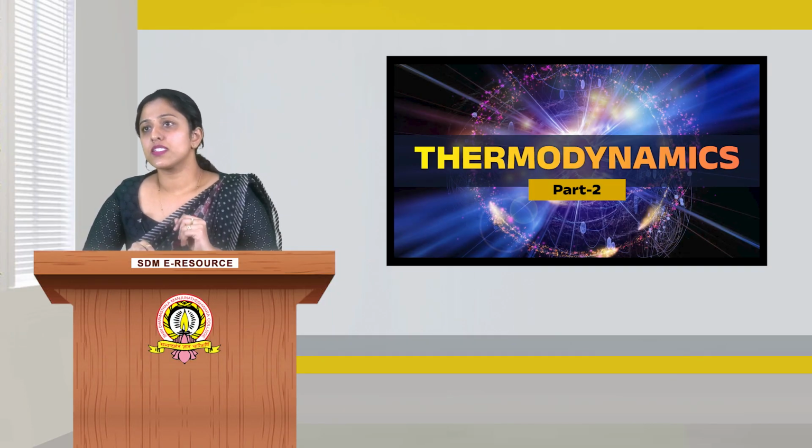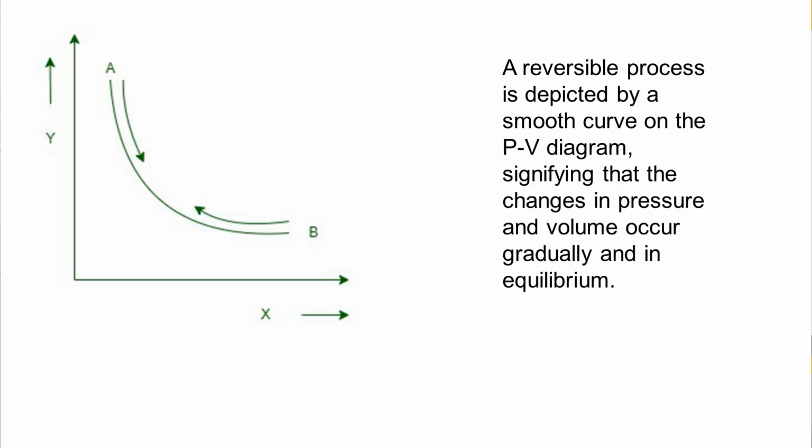A reversible process is depicted by a smooth curve on the PV diagram, signifying that the changes in pressure and volume occur gradually and in equilibrium. And in the path from A to B, we can see that the process takes place from A to B as well as from B to A. So this indicates a reversible process.